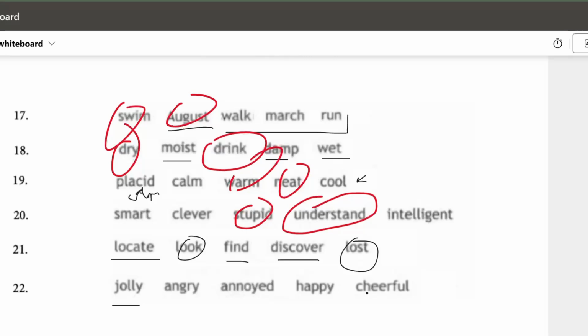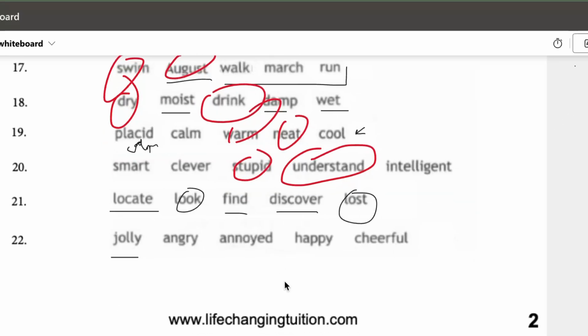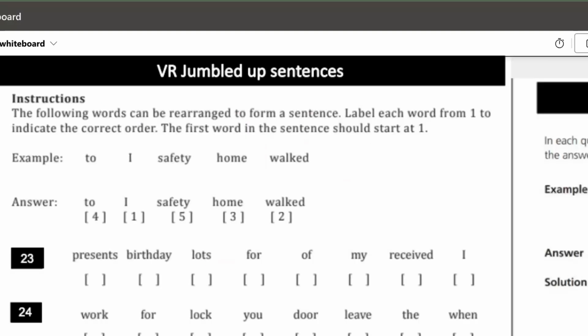These are all positive words. Jolly, cheerful, and happy. However, angry and annoyed are the odd ones out because they are negative. Question number 23. We can say I received, that's one, received lots of presents for my birthday.